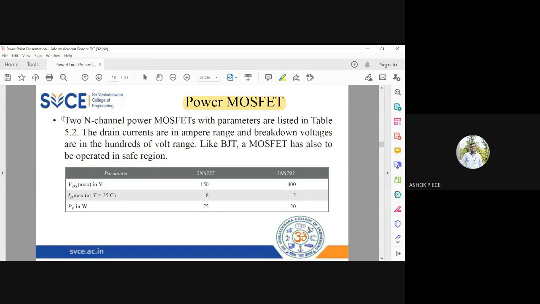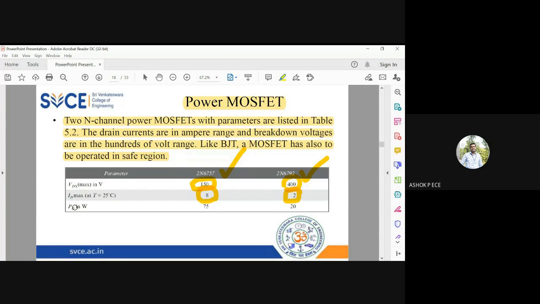Two commonly available N-channel power MOSFETs are displayed here, and the breakdown voltage, the drain current, the power output and other parameters are tabulated here for your reference. You can see the 2N6757 is one model and 2N6792 is one more model. The maximum applicable voltage VDS is 150 volts in the first case and 400 volts in the second case. The maximum drain current is 8 amperes in the first case and 2 amperes in the second case.